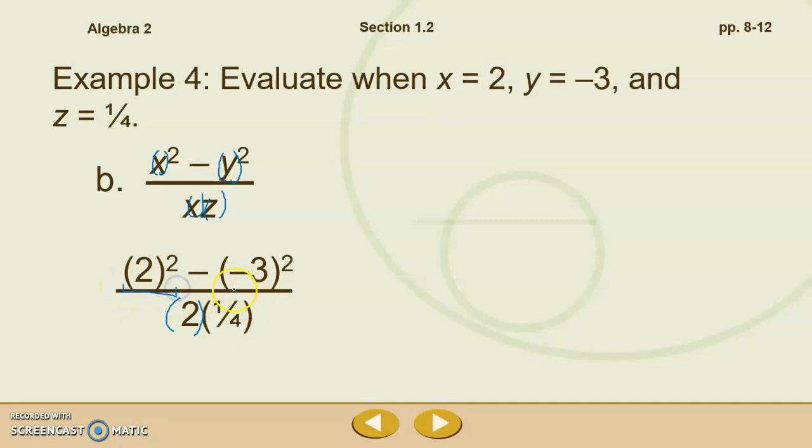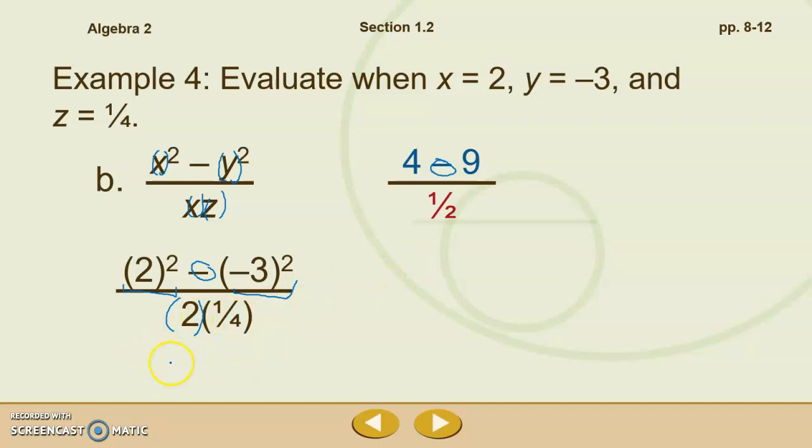We have 2 squared and negative 3 squared. We'll rewrite that as 4 minus 9. The minus comes from here, and the negative 3 squared is just 9. On the bottom, 2 times 1/4 is 1/2.